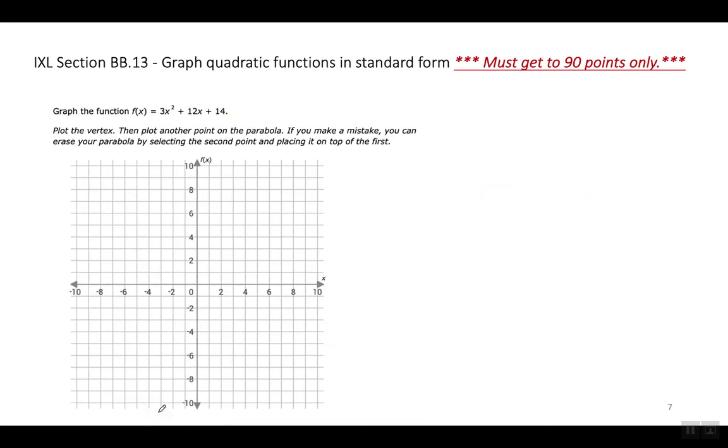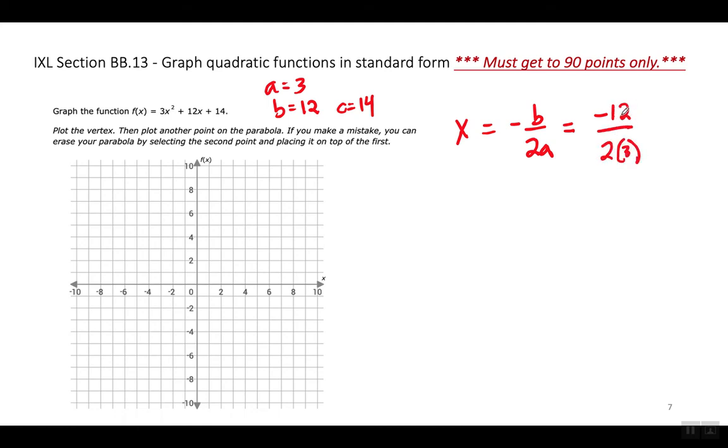Okay, next example. Again, first step, find the x-coordinate of the vertex by finding the axis of symmetry using that formula. Memorize that formula, negative b over 2a. In this quadratic function, a is positive 3, b is positive 12, and c is positive 14. All right, so I substitute the values into the formula, and I'm going to have negative 12 over 2 times 3. That's going to be negative 12 divided by 6, which gives you negative 2. So the x-coordinate of the vertex is negative 2.